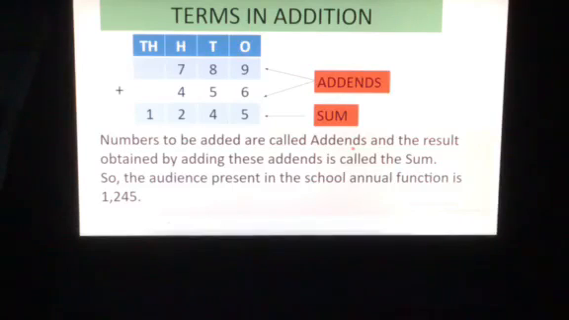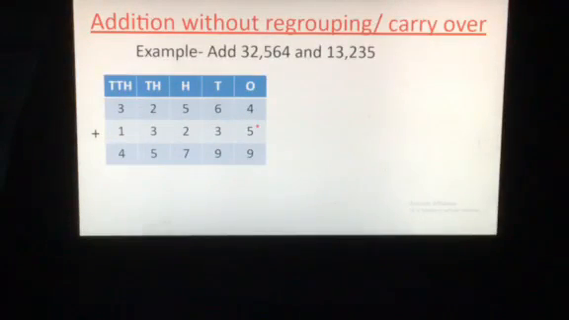When we add 789 and 456, we get 1245 as an answer, which is known as the sum of the addends. The result obtained by adding these addends is called the sum. So the audience present in the school annual function is 1245.